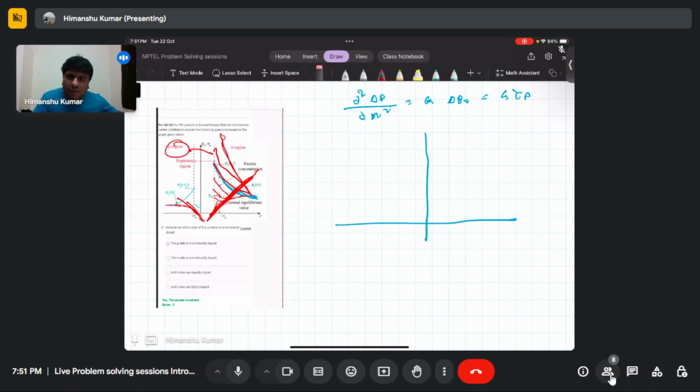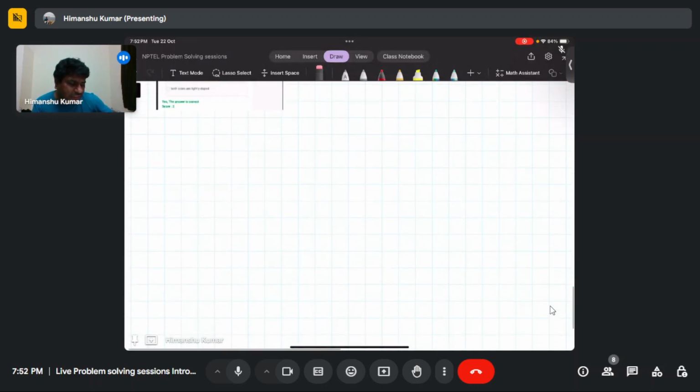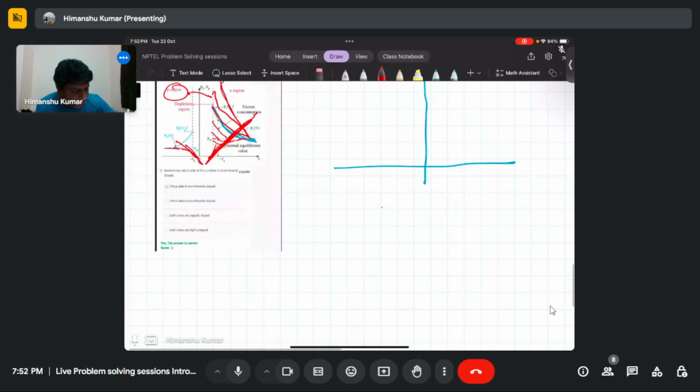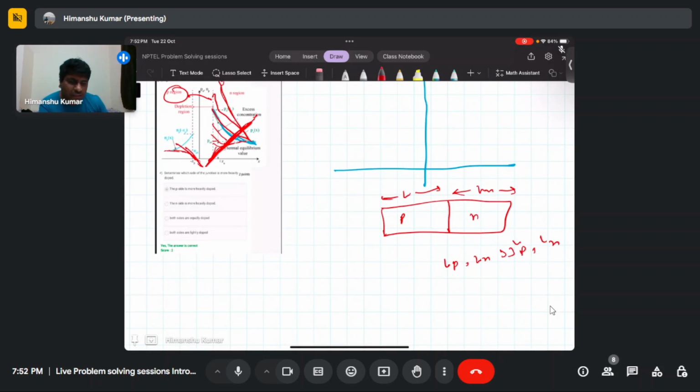Okay. So if you go to the books, there are different types of diodes, like the long base diode. This exponential profile is possible for a long base diode. So what is the long base diode? In this P and N region, if the length of the P region, L of P, and L of N are much larger compared to the diffusion length for p-type carrier, LP, and for n-type carrier, LN, then you can approximate this profile.